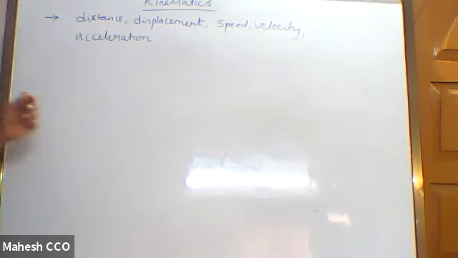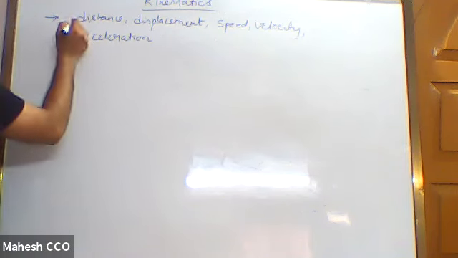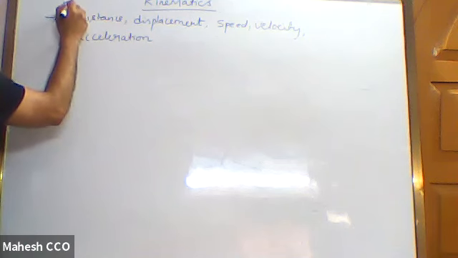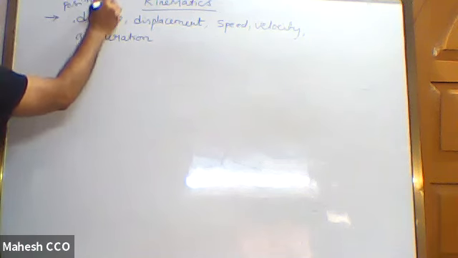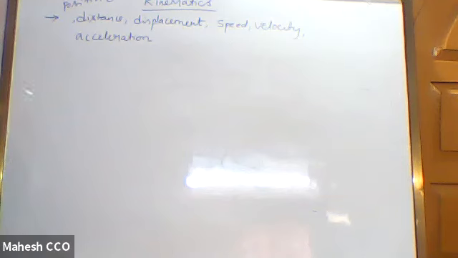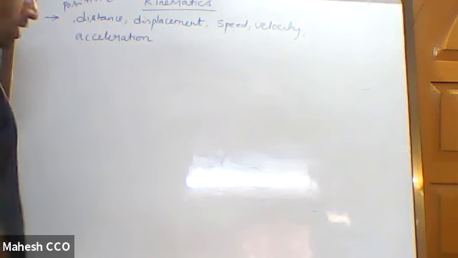Maybe even before that I can add position also. So position, distance, displacement, speed, velocity, acceleration, all these things are used in order to describe motion. And motion is categorized into one dimensional motion, two dimensional motion, and three dimensional motion.